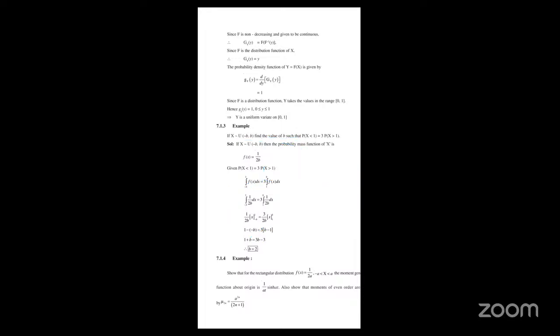In the solution part, first we'll write X follows the uniform distribution with the parameters minus b comma b. Then the probability mass function. For the uniform distribution, it is the mass function, right? In the normal, Cauchy, gamma, beta, we'll have probability density function. So for the uniform distribution, we'll have probability mass function, we will call it PMF. PMF of x is 1 by 2b.